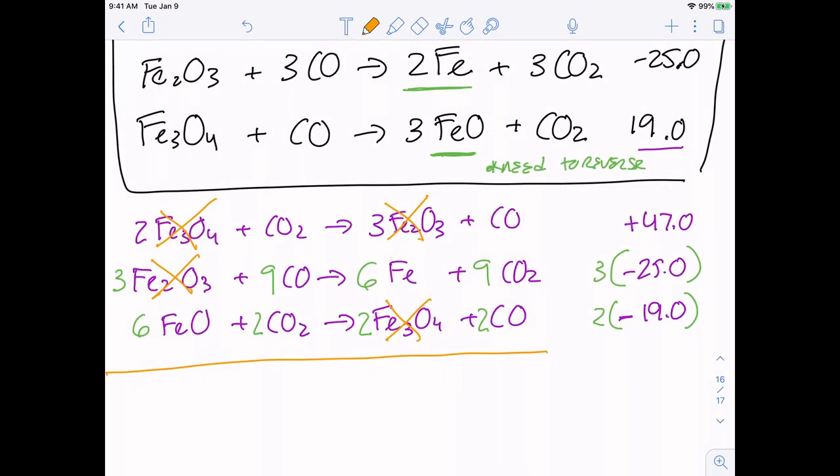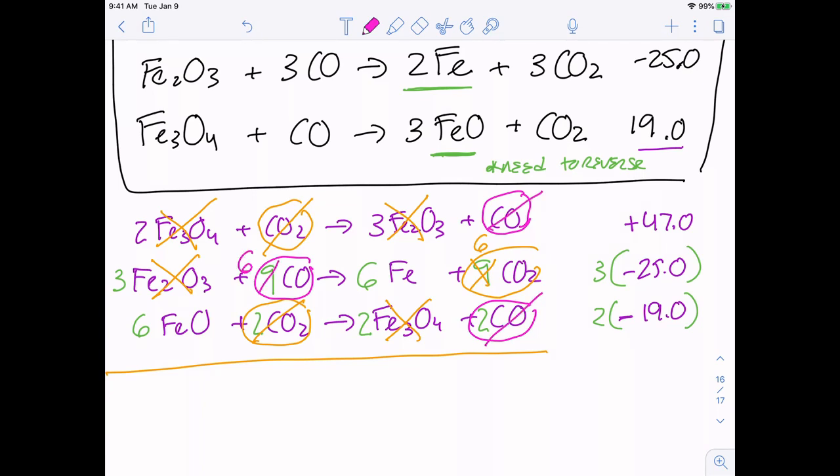I'm now going to add everything together and just kind of see what I have. So if I look at the number of carbon dioxides I have here, I have 3 of them. Here I have 9. So those 3 will cancel 3 on the other side, and that 9 will become a 6. If I look at my carbon monoxides, I have 9 here. On this side, I have 3, right? 2 there, 1 here, so 3 total. So those ones will cancel 3 of those, so that becomes a 6.